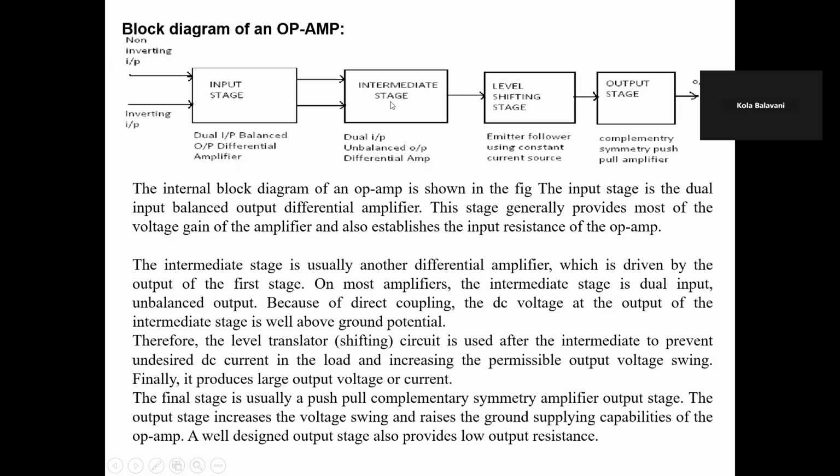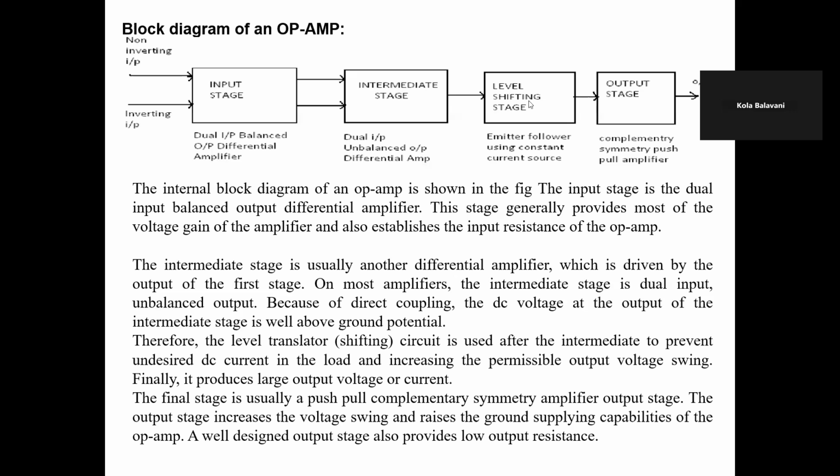So that's why this is called dual input balanced output differential amplifier. And the next stage is the intermediate stage. For this intermediate stage, we are using dual input unbalanced output differential amplifier. Means it can accept input signals from two locations, but the output is only a single output. That's why it is called unbalanced output. So dual input means it is accepting two input signals. Balanced output means we take the output from two locations, and unbalanced means we are receiving the output at only one particular terminal.